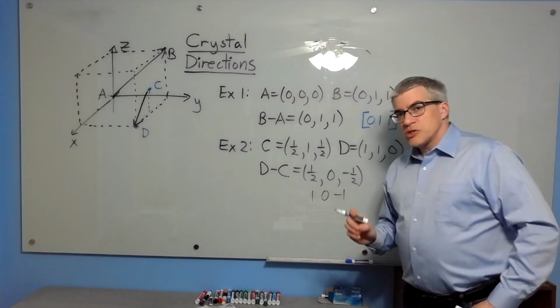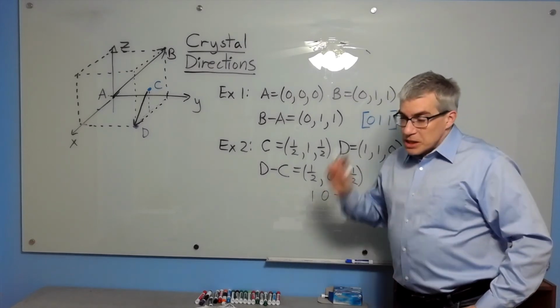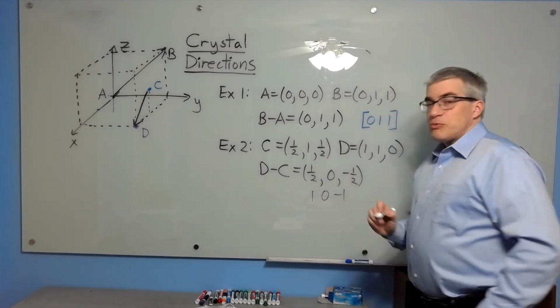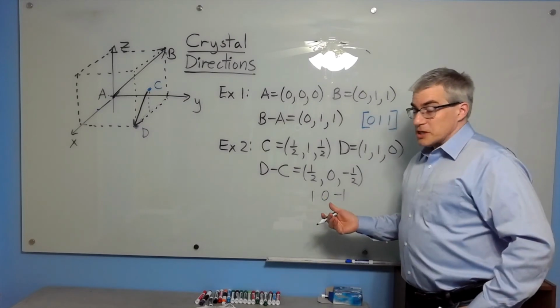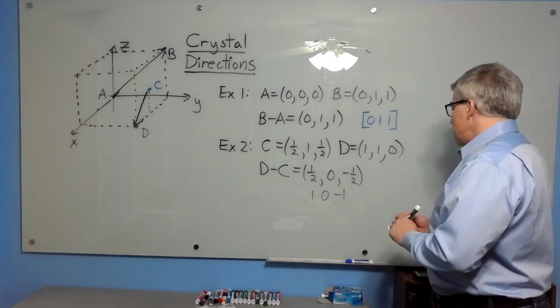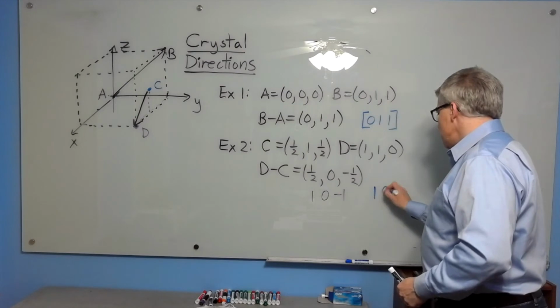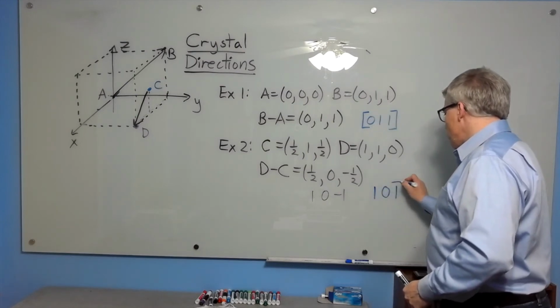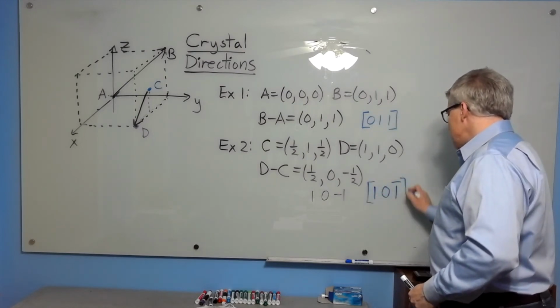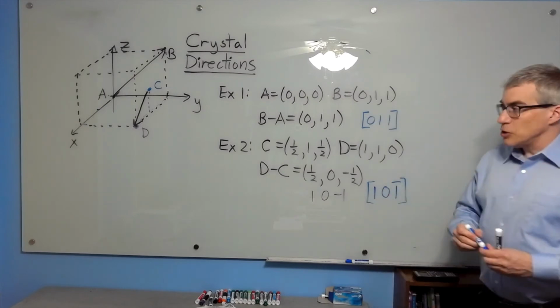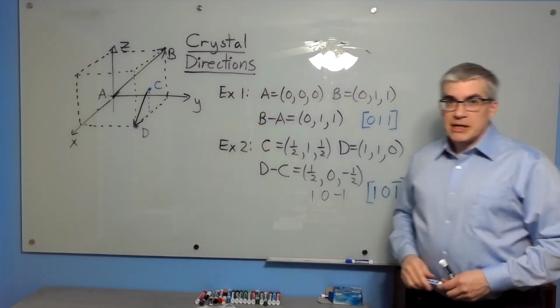And we're ready to put in square brackets, except they want to be even more compact. So instead of putting the minus sign in front like we normally do, they use it as an overbar. So in other words, 1, 0, 1 with an overbar in square brackets. That's the notation for this direction vector from C to D.